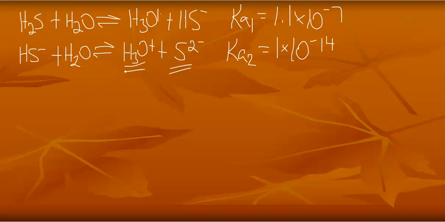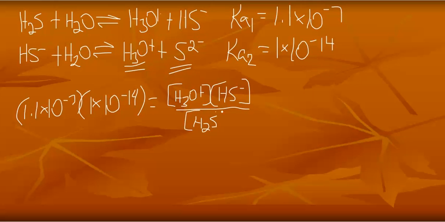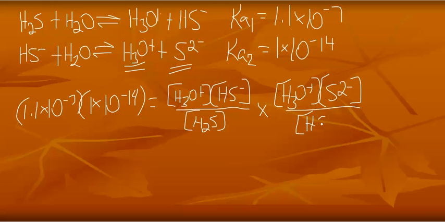We're going to multiply Ka1 times Ka2. So Ka1 is 1.1 times 10 to the negative 7 multiplied by Ka2, 10 to the negative 14th. My expression for Ka1 is H3O times HS minus divided by H2S, multiplied by the expression for Ka2, H3O times sulfide divided by HS minus.